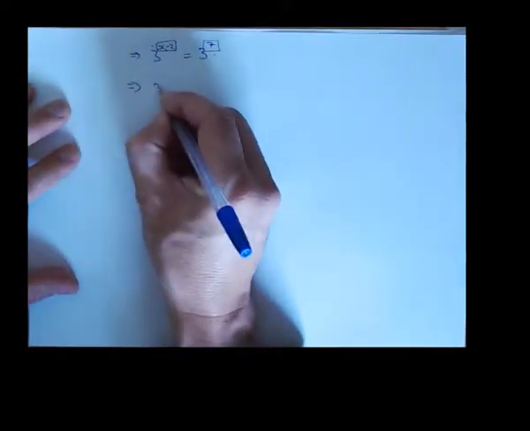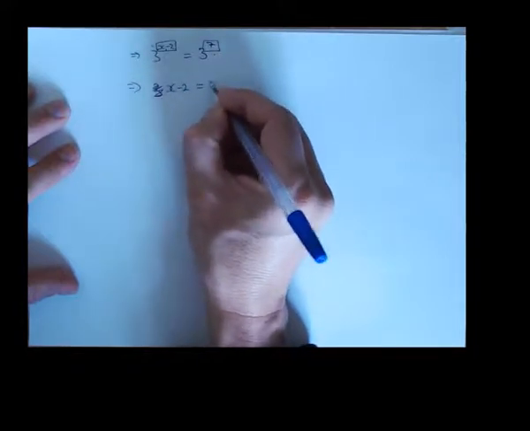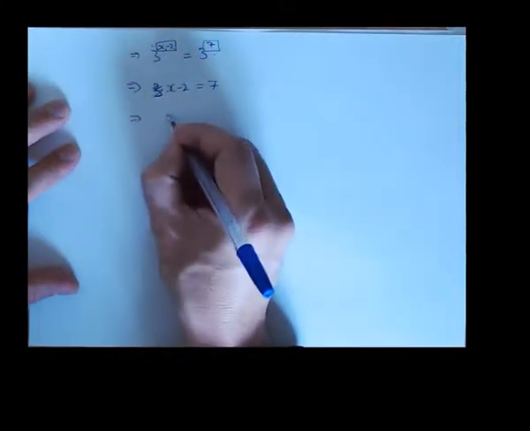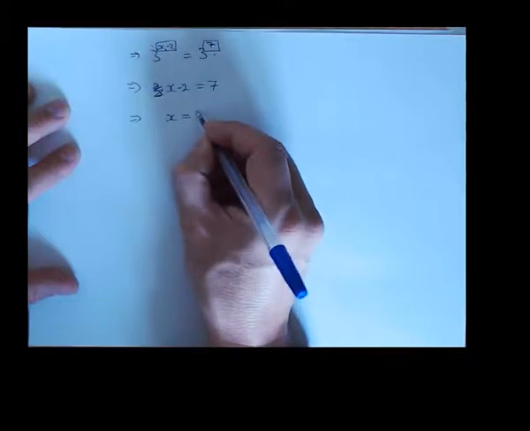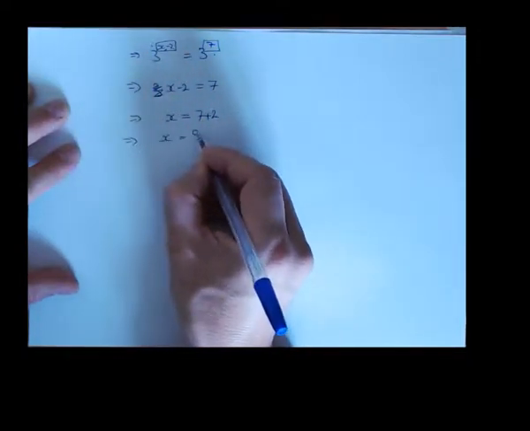So therefore, x minus 2 is equal to 7. Therefore, x is equal to 7 plus 2. Therefore, x is equal to 9.